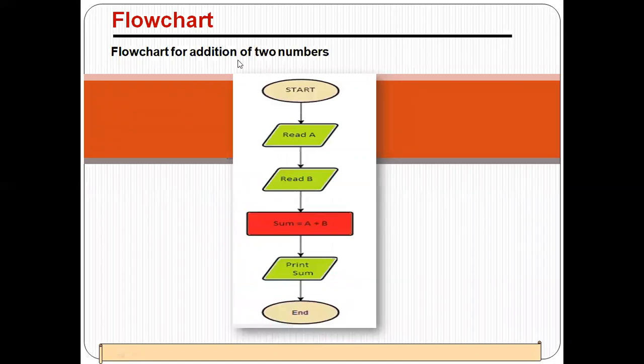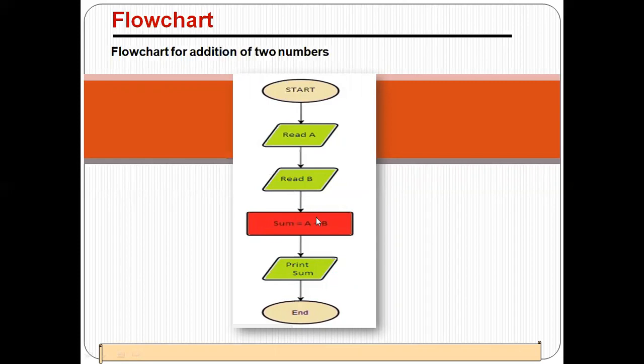See here, I have given a small example: a flowchart for adding two numbers. Earlier you did a simple program of getting a value, calculating and printing. Here is how to make a flowchart. This is an oval shape, start. Then this is a rectangular shape, but slightly different. Read A, read B. You are getting a value here, and a value here.